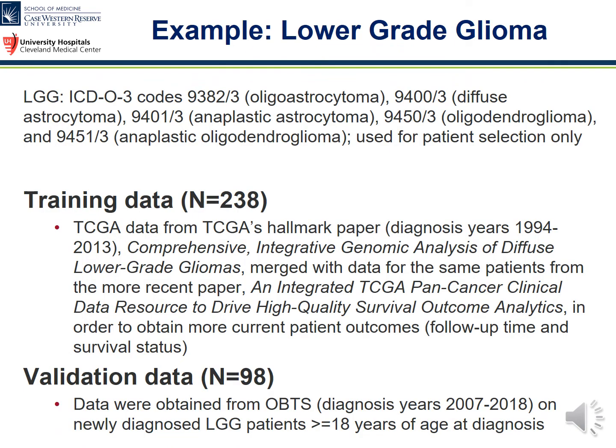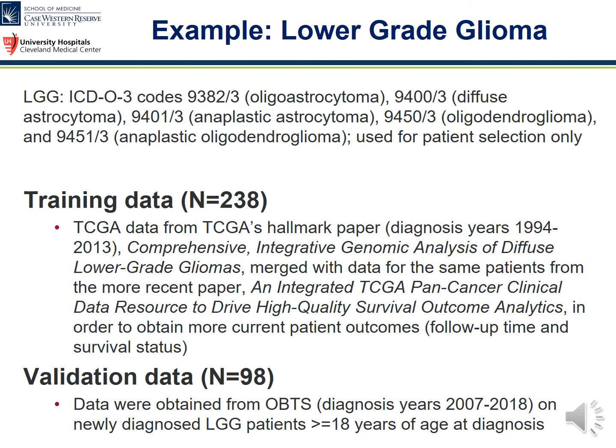I want to switch now to our nomogram for lower grade glioma. It was a very similar approach that we took with this analysis as with the IDH wild type glioma, glioblastoma nomogram. Again, we used the International Classification of Diseases Oncology version 3 codes to define lower grade glioma, and this was used for patient selection only.